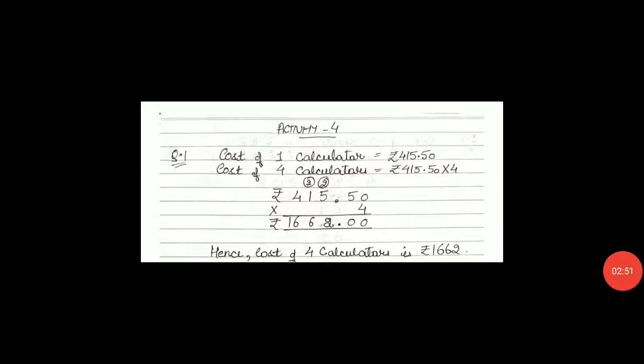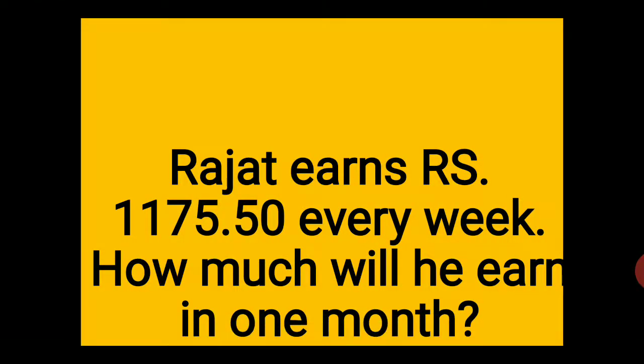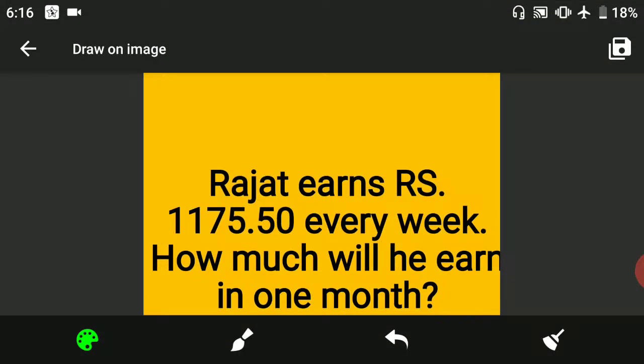Now we do the next word problem. The next word problem is: Rajat earns rupees 1175 rupees 50 paisa every week. Means in 1 week he earned rupees 1175 rupees 50 paisa. You have to tell how much money he will earn in 1 month. First of all, students, you have to understand how to make the statement. We are talking about what? We are talking about money. Money Rajat earns in 1 week. Every week means in 1 week is rupees 1175.50. Then money he earns in 1 month.